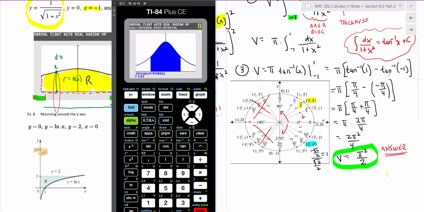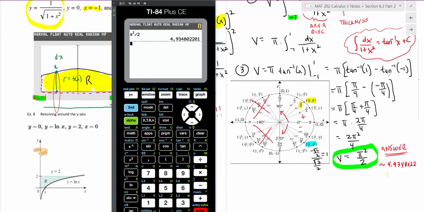So that's a decimal approximation of about 4.9348022. Now if I clear all this stuff and just take my answer, which is pi to the second divided by 2, let's see if we get the same thing. That we do. So it's verified and checked. We've done our integration correctly.